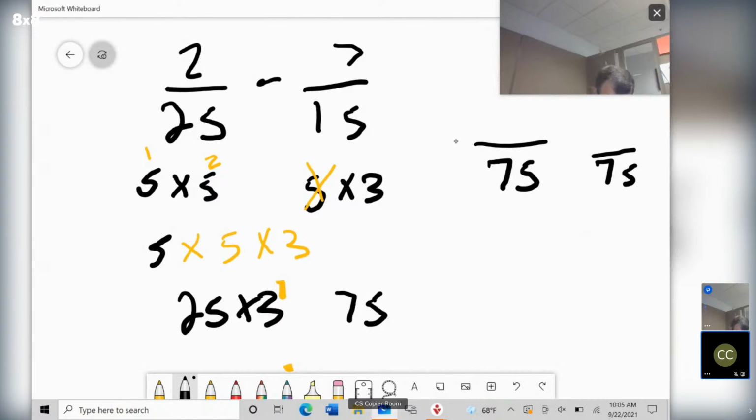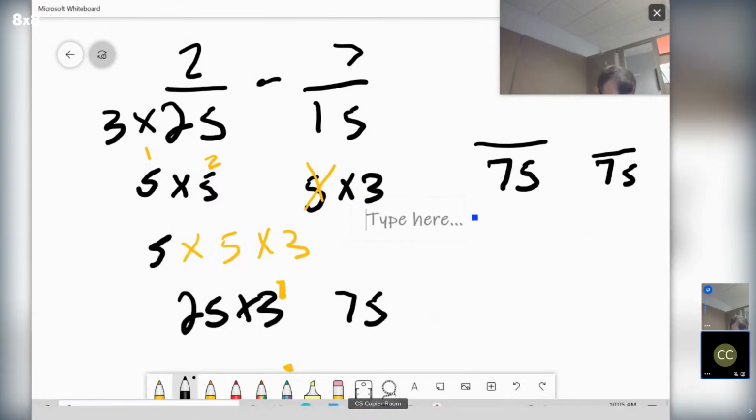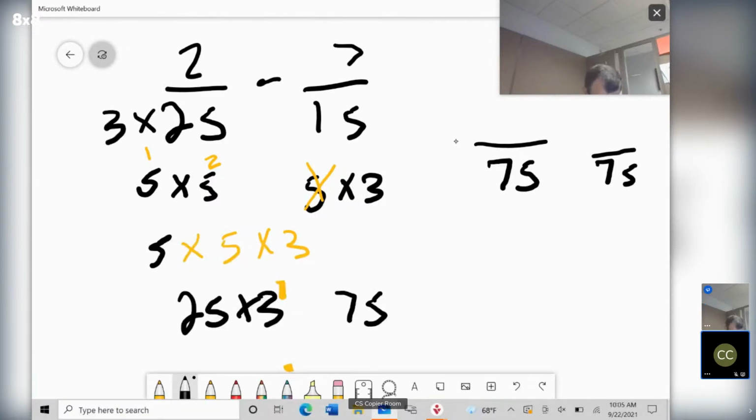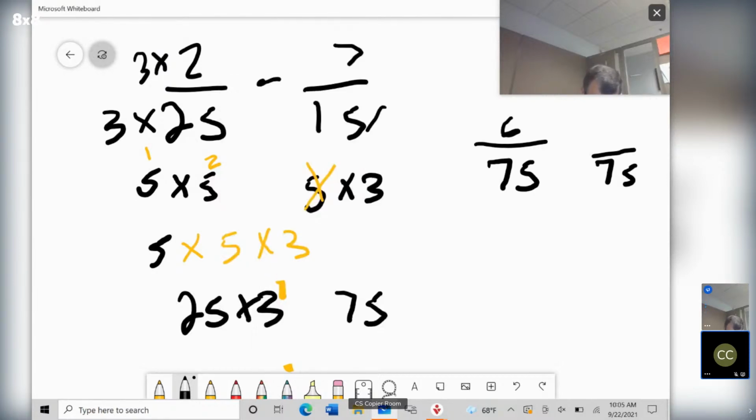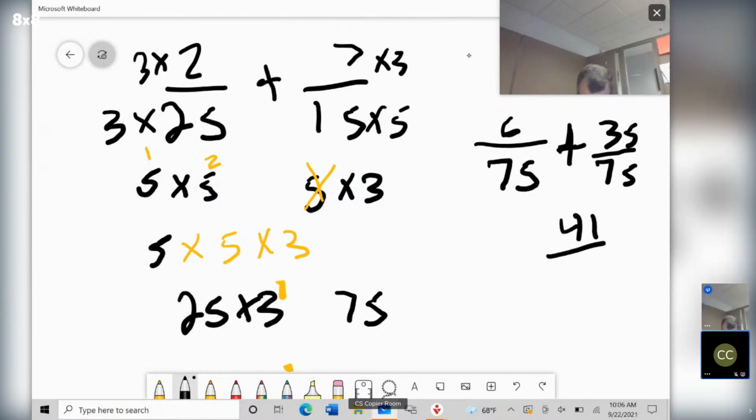So if we did 25 times 3 to get 75, we have to multiply the numerator by 3. That's going to be 6. And 15 times 5 is 75, so we multiply 5 times 7. It's going to be 35. And we'll make this an addition problem, so then it's going to be 41 over 75.